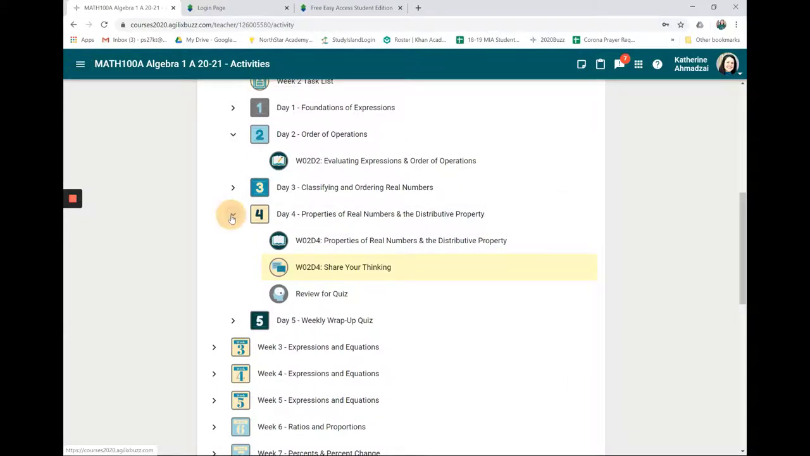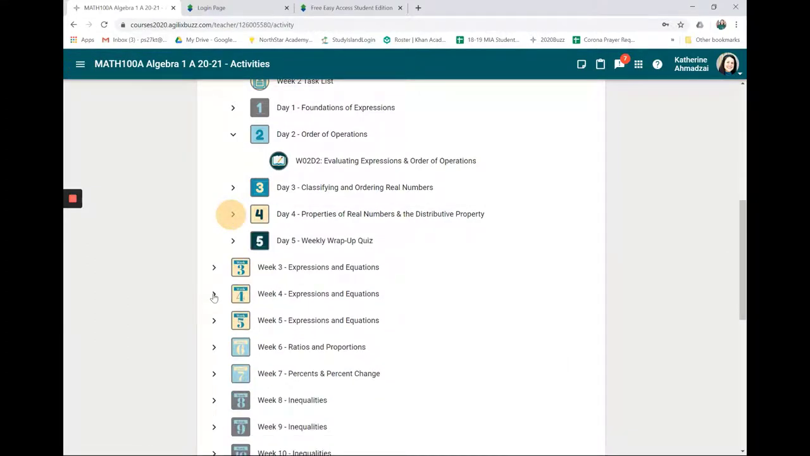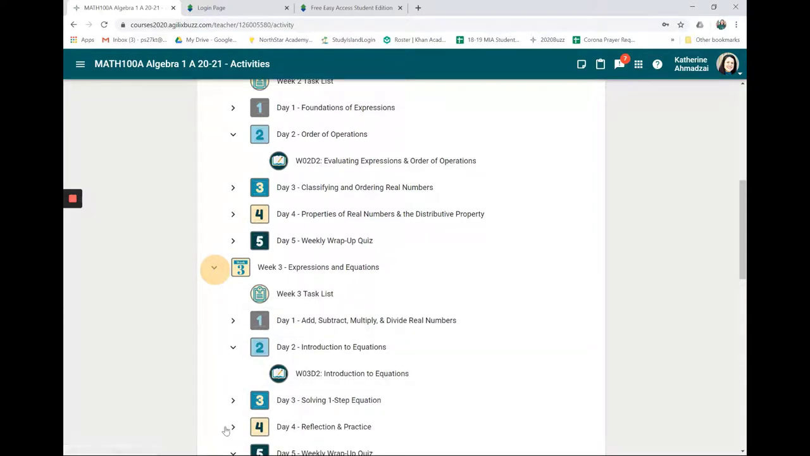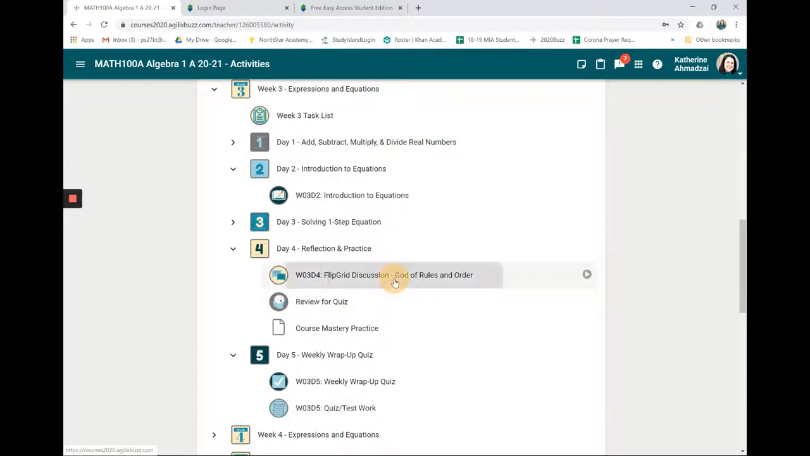Again, one of the main things that we want to emphasize at North Star is the fact that you can see God in all aspects of life, and that includes mathematics. And there are some amazing ways we can see God in mathematics. And we'll notice that the focus of this first chapter was God being a God of order, and that the rules that we see in mathematics mirror the rules that God sets into place in nature around us. And students actually have an opportunity to discuss this with each other down here in week 3, day 4. And it gives them, in this case, a Flipgrid discussion.